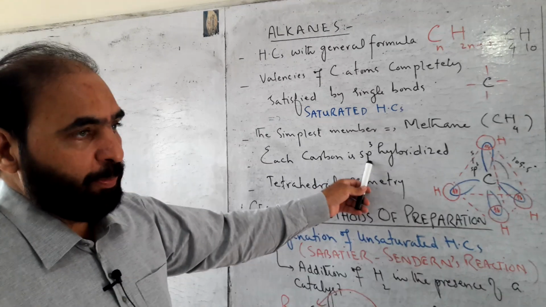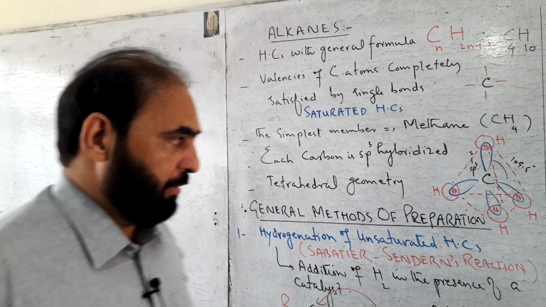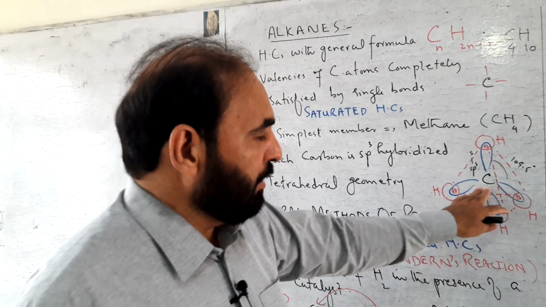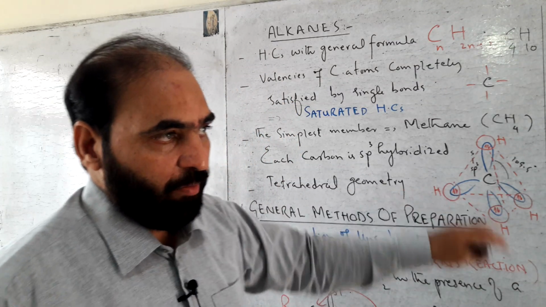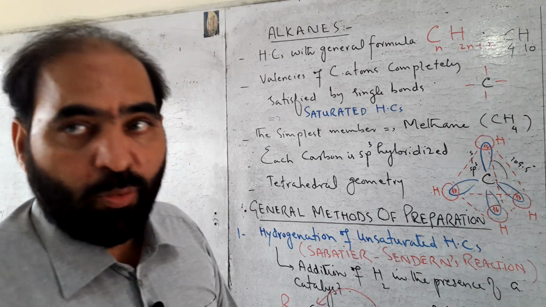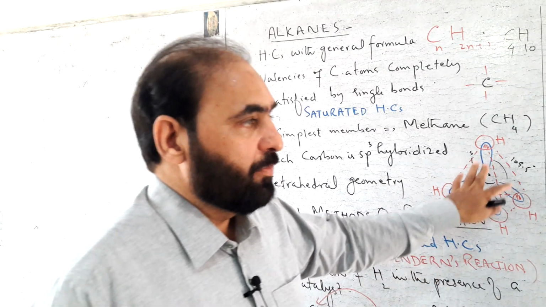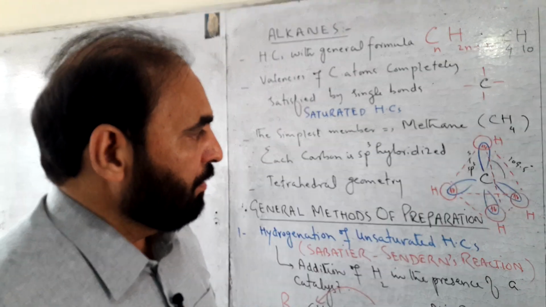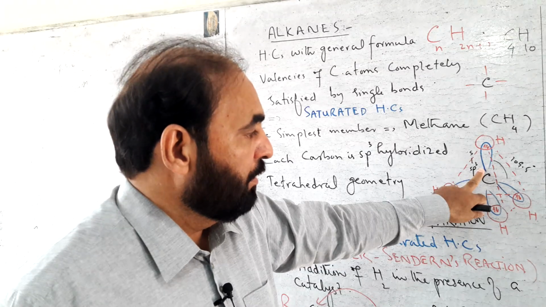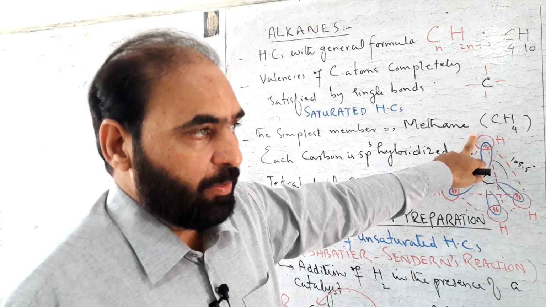The 4 sp3 hybrid orbitals have tetrahedral arrangement. Carbon is located at the center of a regular tetrahedron, and the 4 hybrid orbitals are directed towards 4 corners of a tetrahedron. Each sp3 hybrid orbital of carbon is overlapped with the s orbital of hydrogen.